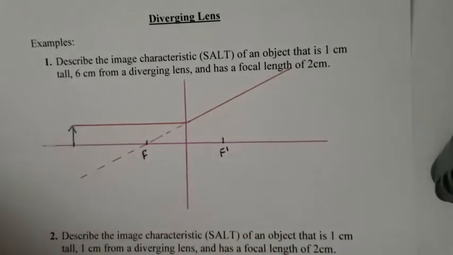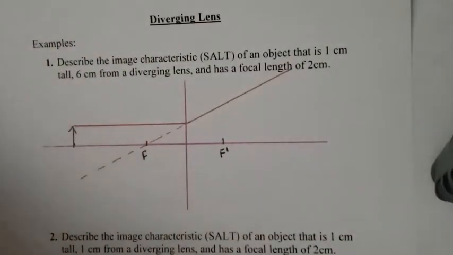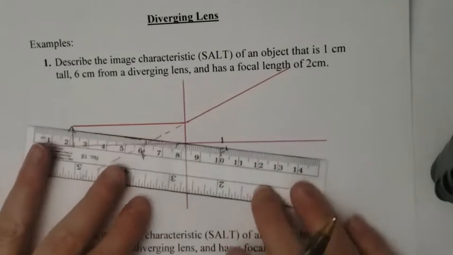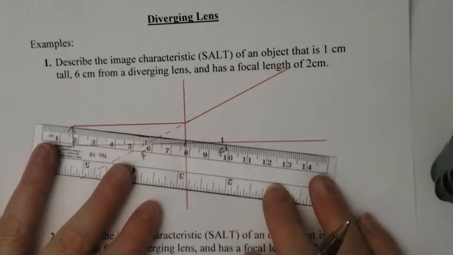All right, the next one I'm going to do in green. Light green. There it is. All right, so the next one, we line up with F prime.